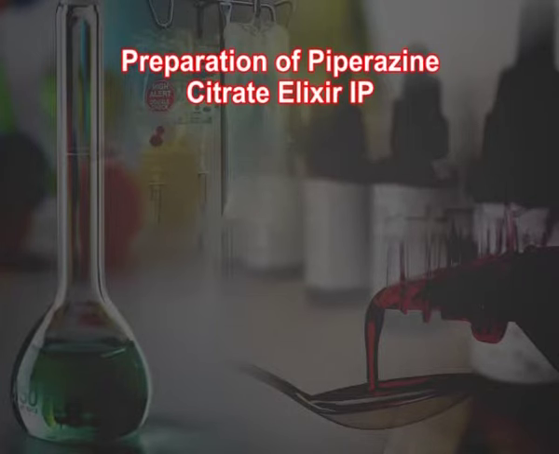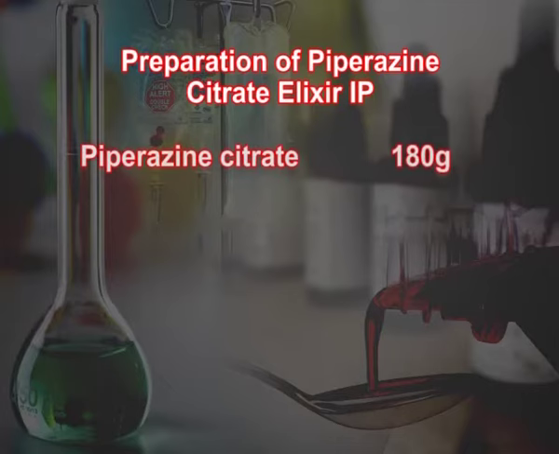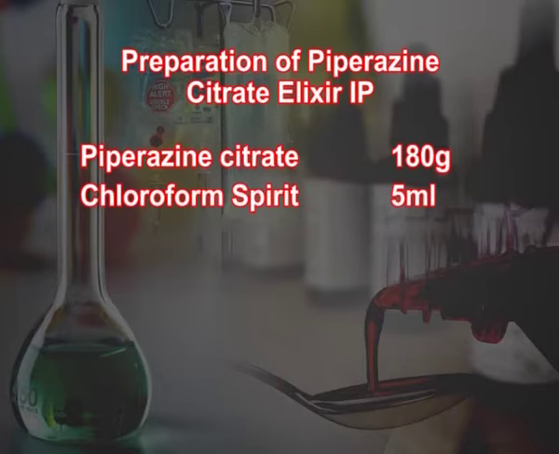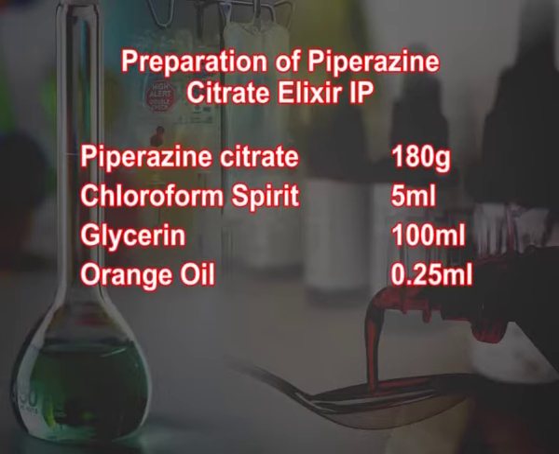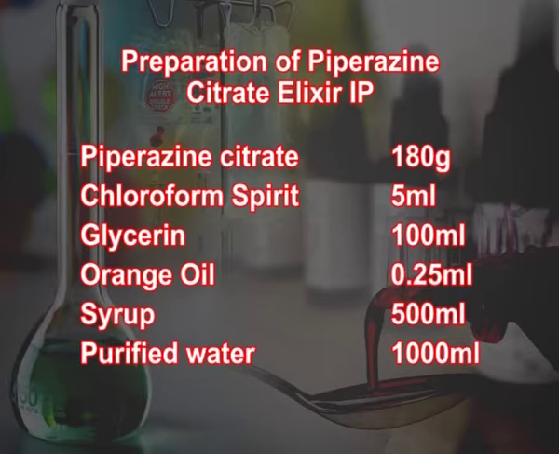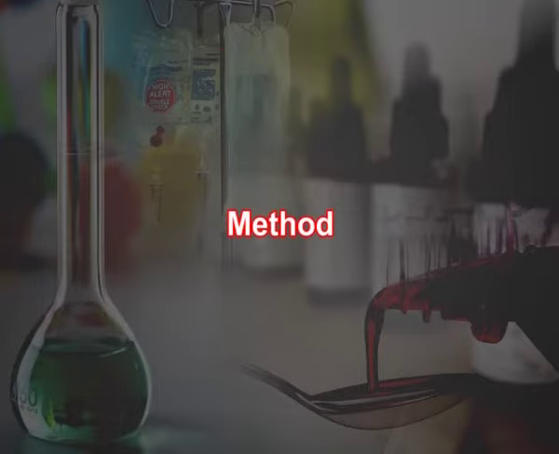Example, preparation of piperazine citrate elixir IP. Here is the formula for this elixir: piperazine citrate 180 gram, chloroform spirit 5 ml, glycerine 100 ml, and orange oil 0.25 ml, syrup to 500 ml, purified water up to 1000 ml. Method. Piperazine citrate is dissolved in a small amount of purified water, then orange oil, glycerine, syrup and chloroform spirit are mixed. Sufficient volume is added to produce the final volume.